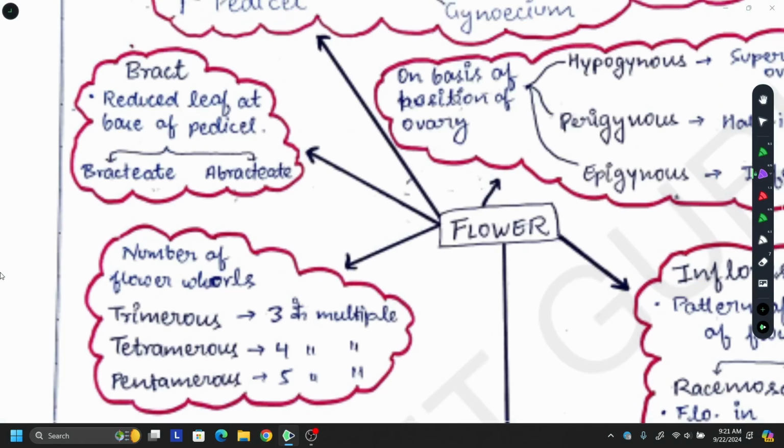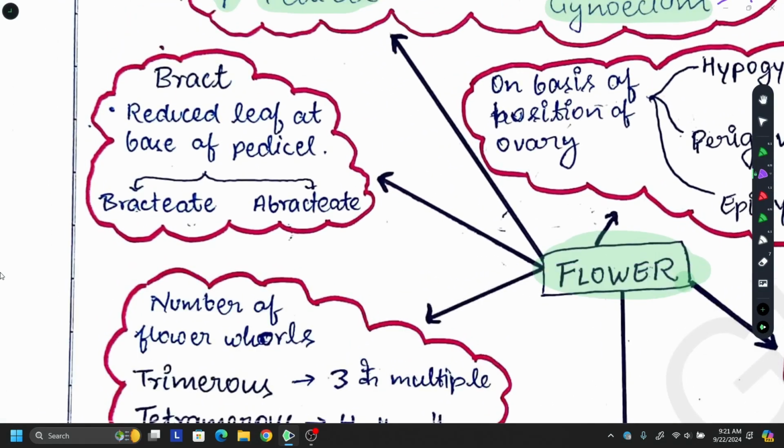Now there are many parts of the flowers which we have to study. The first is bract. What is bract? Reduced leaf at the base of pedicel. At the base of pedicel, sometimes you can see small leaf-like structures. These are known as bract. On the basis of bract, there are two types of flowers. The ones which have bract are called bracteate. Those which do not have bract are called abracteate.